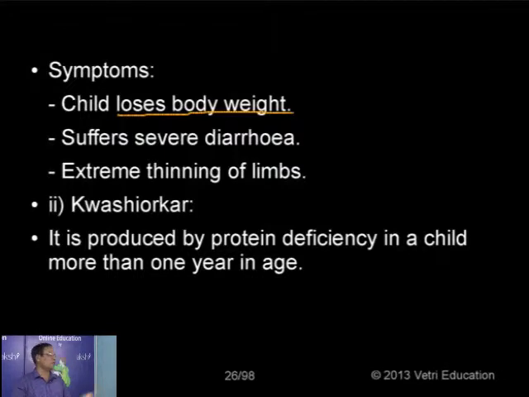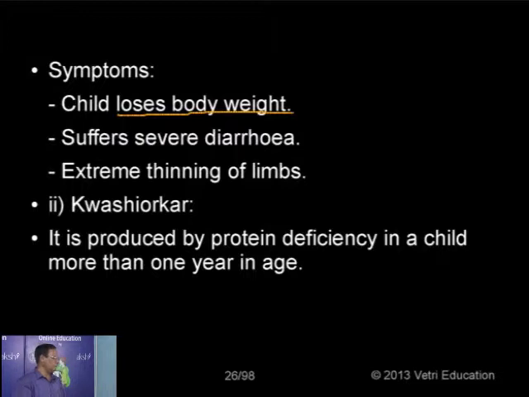Now we have the child losing body weight. There is continuous diarrhea. The child normally suffers severe diarrhea and extreme thinning of limbs, emaciation. Thinning means emaciation. The limbs are just like sticks. The reason for that is they don't have muscles. This is because of the wastage of muscles. Because of the absence of protein, there is no formation of protoplasm. That is why there is no formation of muscles. As a result, the child loses body weight. I mentioned already it is produced in a child because of protein deficiency, as well as energy deficiency or calorie deficiency. I'll show the picture of this.